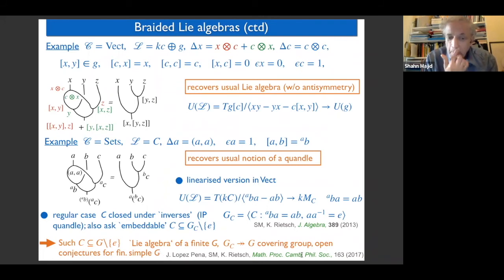There's a lot more. The referee of this paper was a group theorist and suggested some further conjectures. If anyone's interested, I'm happy to pass those on. I haven't come back to this topic recently. But there's a lot to be done there.